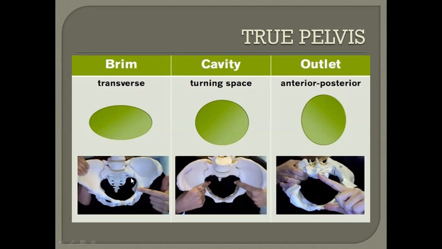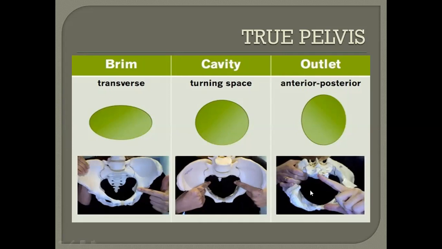Next is the cavity. The cavity is the space in between the brim and the outlet. It is round in shape, so whichever diameter we take, anteroposterior, oblique or transverse, we consider it as 12 centimeters. Then the outlet.